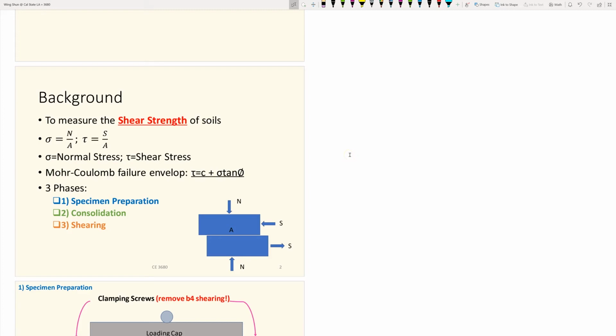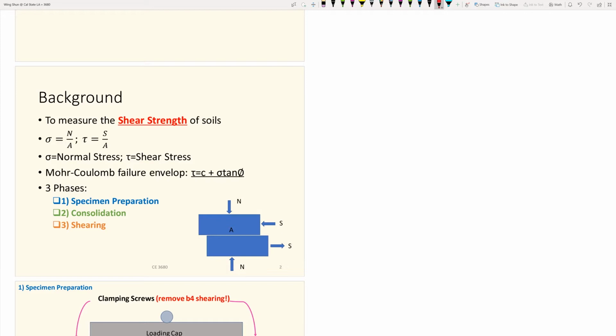Two directions. As you can see in the device, it has two alignments, the verticals and horizontals. So the vertical ones take care of the vertical stress, which is the normal stress, the sigma here. So you have a normal loading applied to your soil specimens, and then if you divide by the area, then we get the vertical stress. And for the horizontal directions, we have the shear stress.